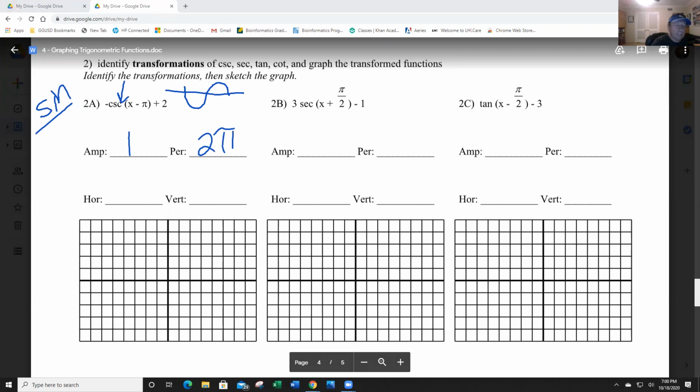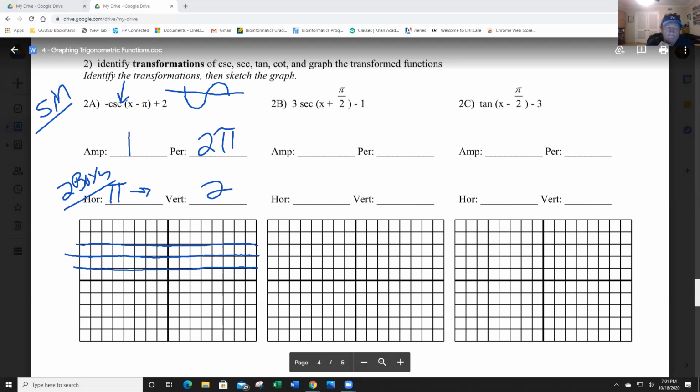The shift on this is going to be, you're going to go pi to the right, which is 2 boxes. Remember, that's 2 boxes. And then the vertical shift is going to be going up 2. All right, fine. So here's my midline right here, and my amplitude's 1, so I'm going to go 1 on each side of it.